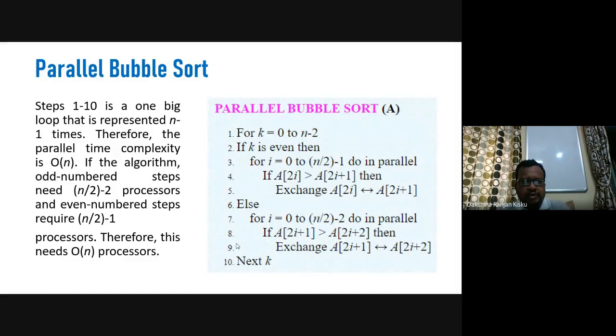If we want an efficient bubble sort algorithm, then we can implement a parallel bubble sort algorithm, and parallel bubble sort will take order of n time complexity. Order of n is less than order of n squared. In sequential bubble sort, the time complexity is order of n squared, but in parallel bubble sort we can have order of n, that means linear time complexity. So how to achieve this linear time complexity?